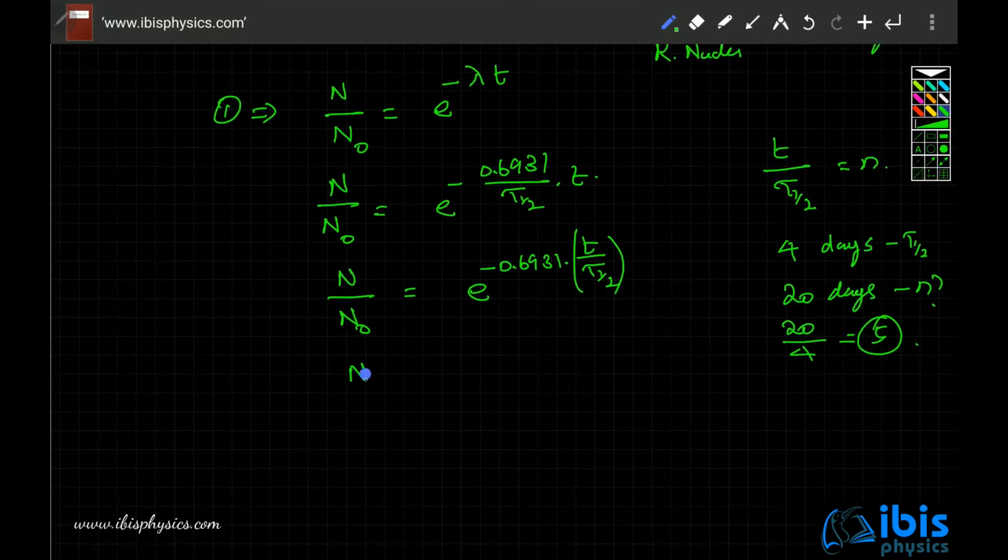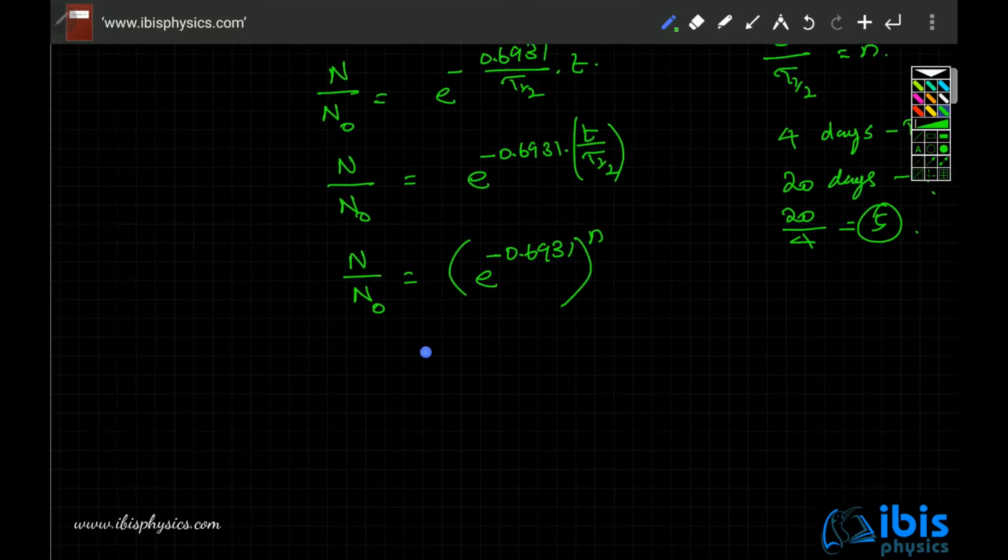So N by N naught is equal to e power minus 0.6931 whole power n. So this one, let us bring down. This becomes 1 by e power 0.6931 whole power number of half-lives. So N by N naught.